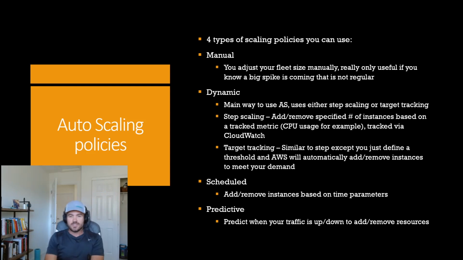You've also got scheduled auto-scaling policies, which add or remove instances based on time parameters. So you can have auto-scaling, again, add or remove instances, maybe at a specified time or day of the week. And then you can also have predictive policies, which use ML behind the scenes that predict when your traffic is going to go up or down. And based upon those findings, it will add or remove resources for you, okay?